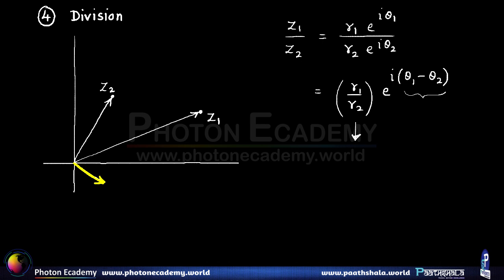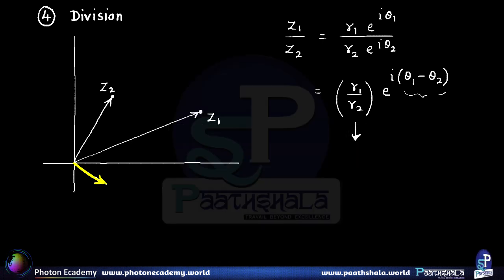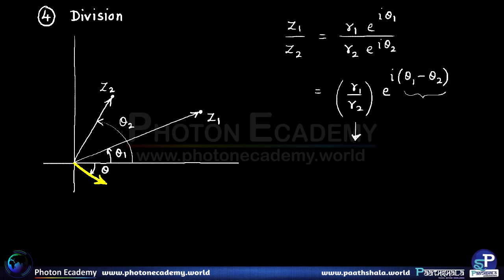Since here we have seen z1 has bigger magnitude than z2, it will be a very small, and since theta 1 is less than theta 2, therefore the resultant angle will be negative. So therefore the resultant division will go into the fourth quadrant with the negative argument. Alright, so that is how we interpret the division.